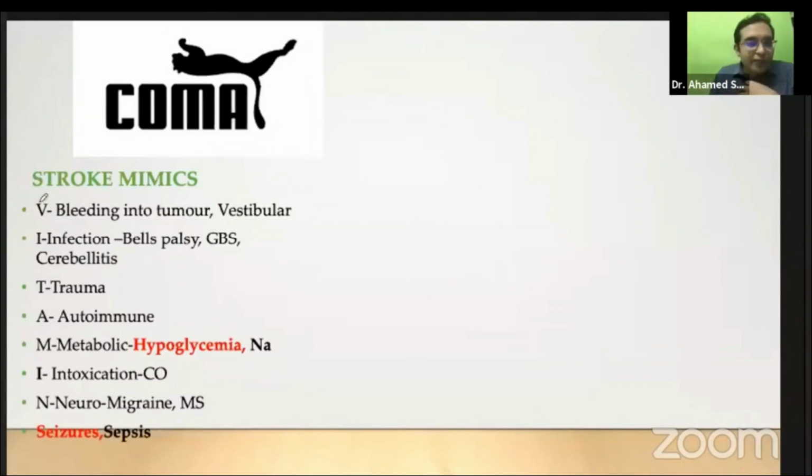And I usually use the mnemonic VITAMINS, and the most important stroke mimic you have to look out for is hypoglycemia. That is why in the AHA guidelines, the only investigation you should do before going for thrombolysis is an RBS, a GRBS of the patient. Rest, even ECG, other investigations like X-ray, etc., apart from the CT, is just the RBS we have to see. Also, we have to make sure that the patient was not having seizures, because it could be just a Todd's palsy, and we may think that we should thrombolyze the patient.